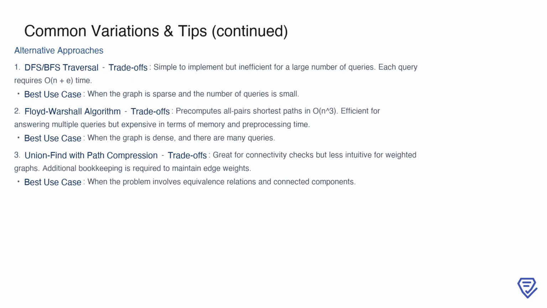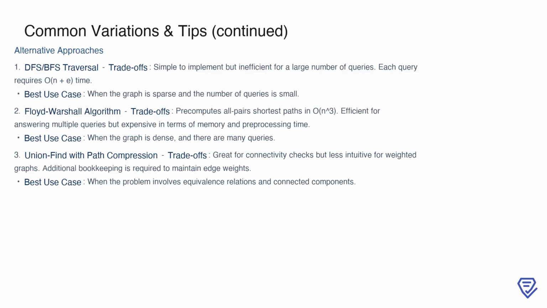There are several alternative approaches to solving this type of problem, each with its own trade-offs. Using DFS or BFS traversal is often the simplest to implement, but it can become inefficient when there are many queries. Each query in this approach requires O(n + E) time, so it's best suited for cases where the graph is sparse and the number of queries is small.